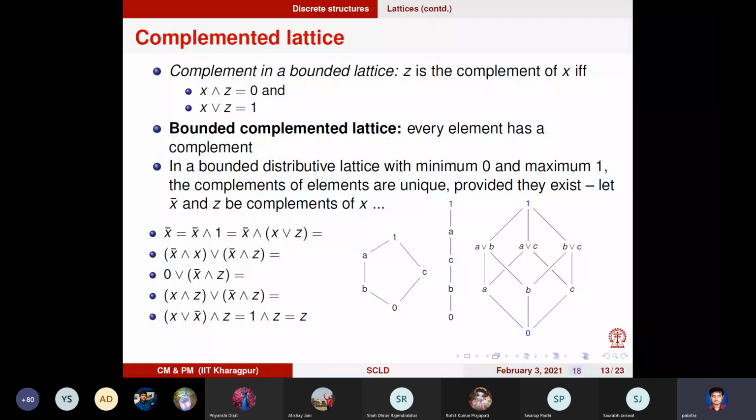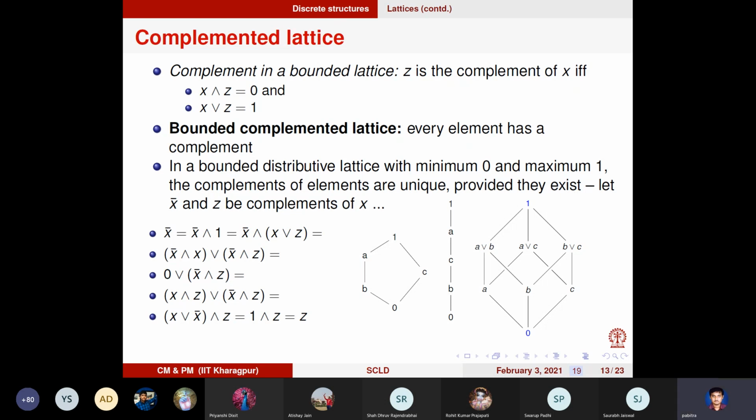In fact, you could have noticed a structure. If you imagine this as a cube, you see diagonally opposite corners are complements of each other. So this is distributive, this is bounded, this is complemented. It has all these three properties. The moment all three hold on a lattice, you can see some kind of a nice structure.